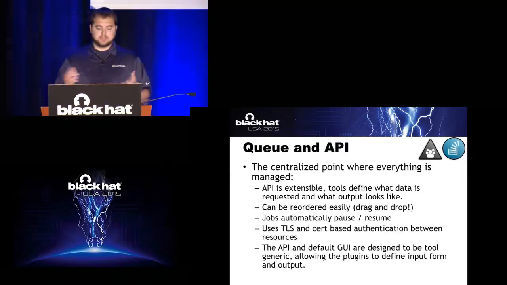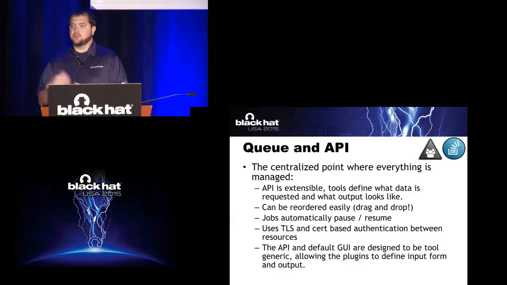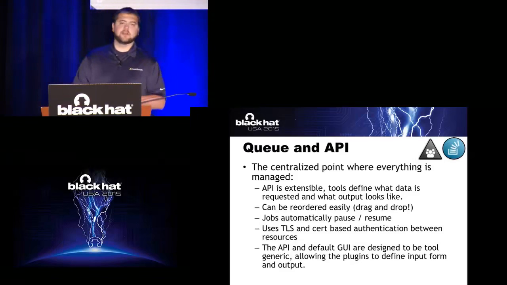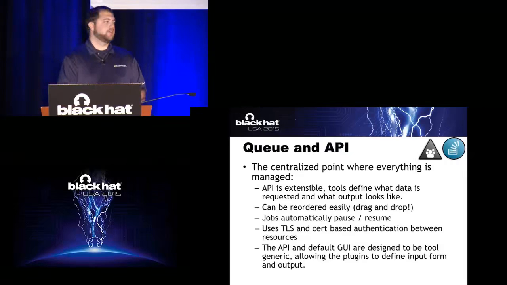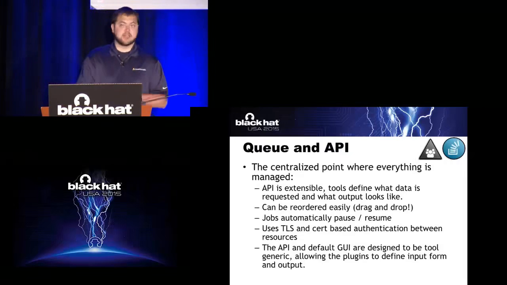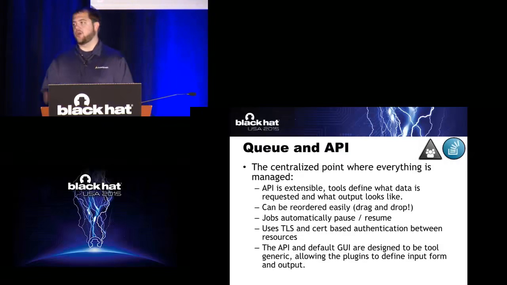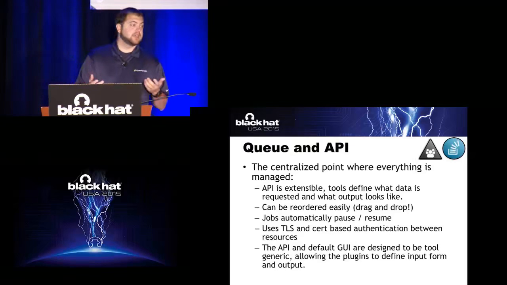As we said, the API is extendable. Every tool kind of sets up its own thing. You'll see that during the demos. And then the queue communicates with everything else through TLS, and it is mutually authenticated. So that connection where you are going to potentially be sending sensitive data to your resources, that's going to be over a mutually authenticated mechanism that either our default installer packages will generate for you, or if you have an existing PKI environment, you can set up your own certificates.